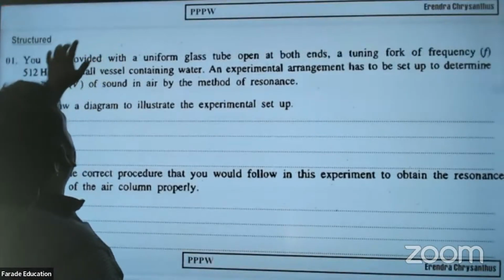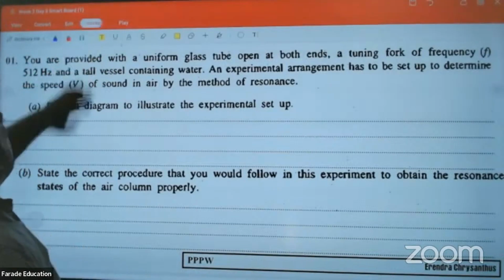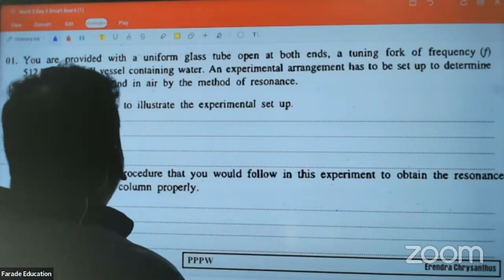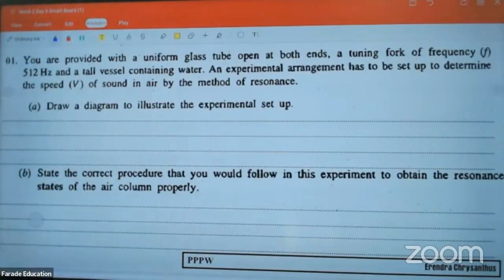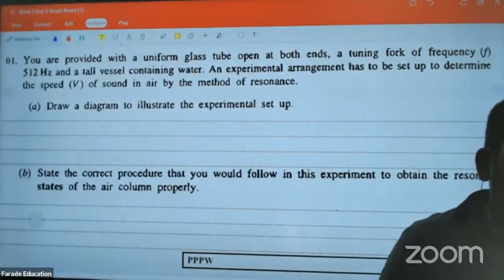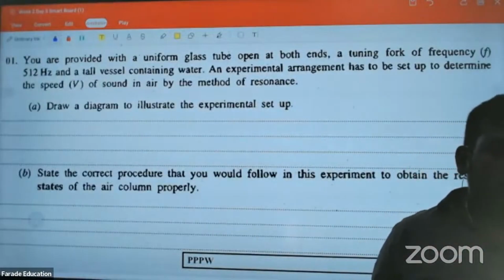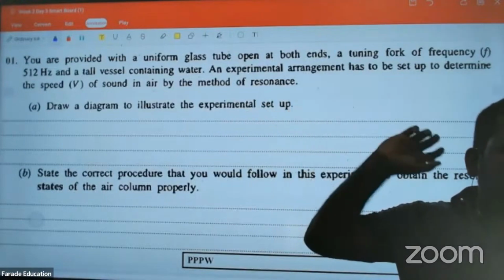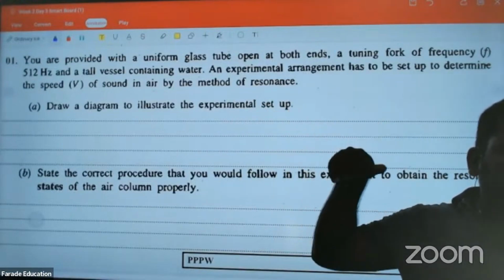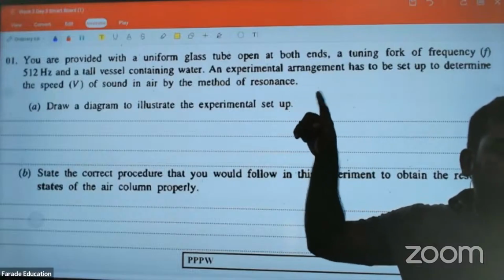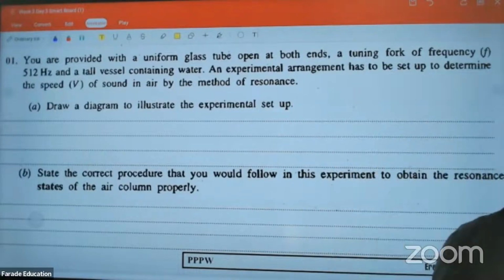Okay, structured essay. Third structure. You are provided with a uniform glass tube open at both ends, a tuning fork of 512 Hertz, and a tall vessel containing water. An experimental arrangement is set up to determine the speed of sound in air using the method of resonance.